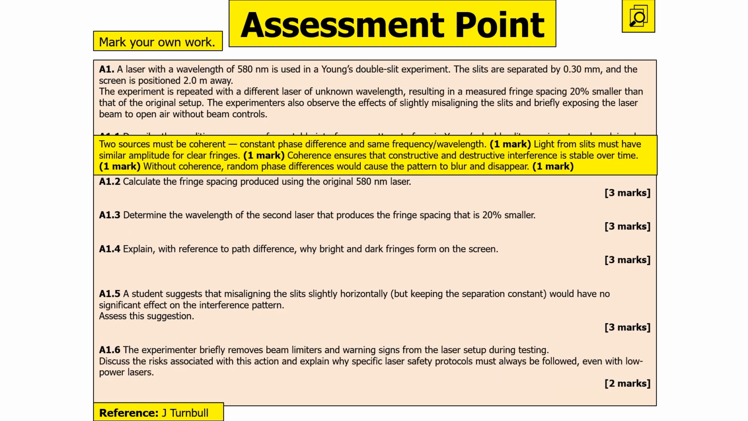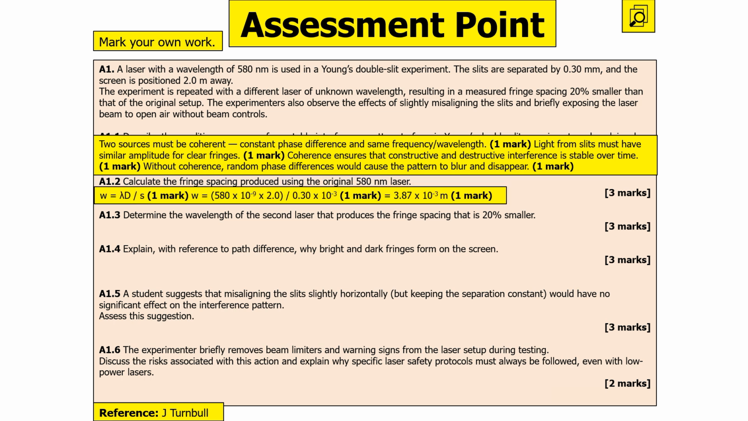Right, the two sources must be coherent, have a constant phase difference, and frequency and wavelength must be the same. The light from the slits must have a similar amplitude for clear fringes. Coherence ensures that constructive and destructive interference is stable over time. Without the coherence, the phase difference is random, which would cause the pattern to blur and disappear.